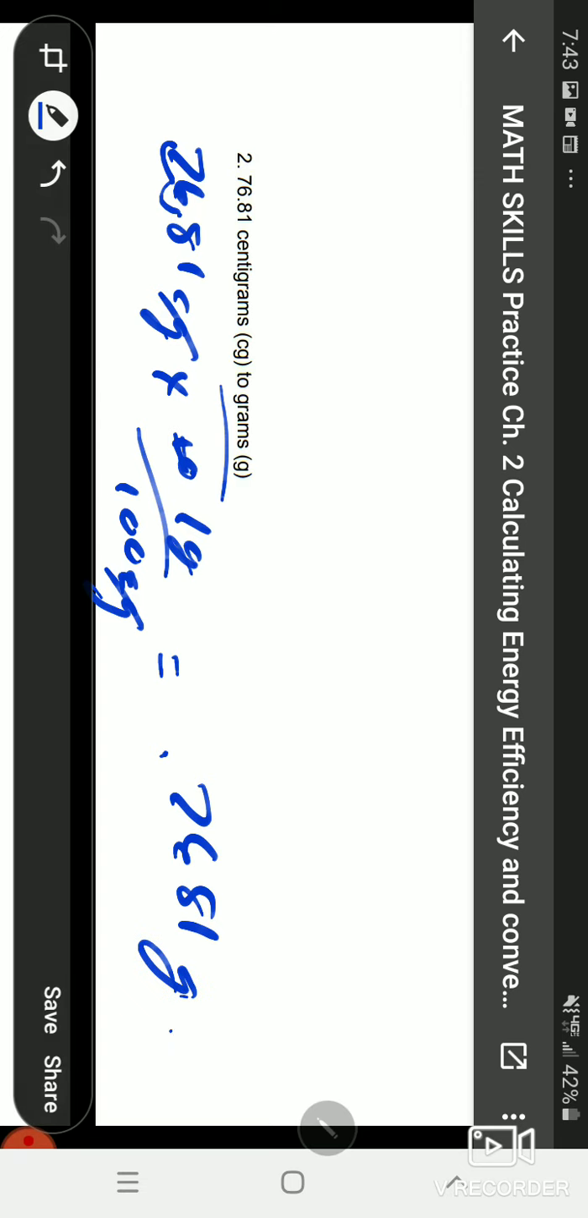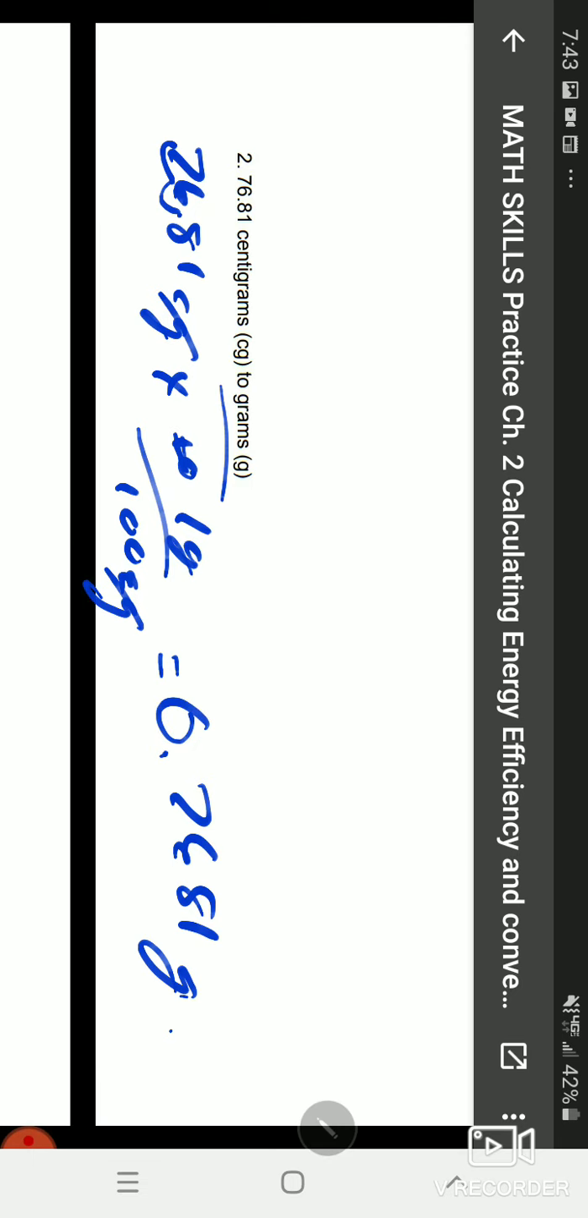I could just move the decimal place over 2 times, or you can do it in a calculator. It's whatever you want to do. So I'm going to end up with 0.7681 grams. Now, if you wanted to round it to the nearest hundredth, you can change that to 0.77, so that would give you 0.77 grams. This is a fairly small number. You can put a 0 out in front, whatever you need to do.